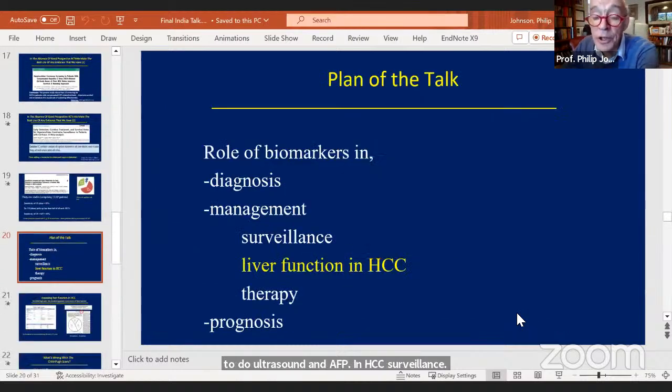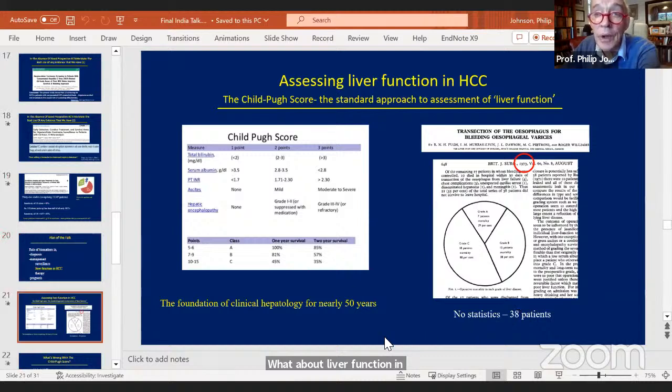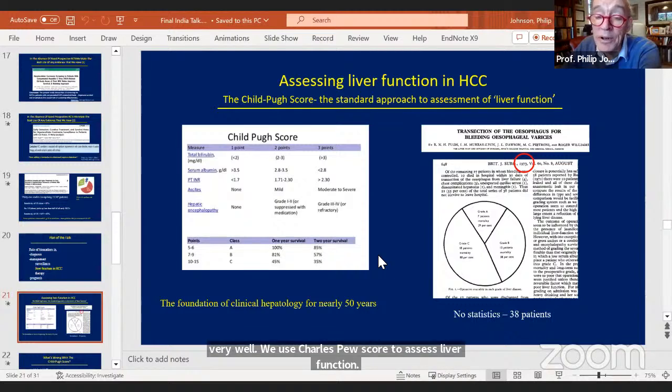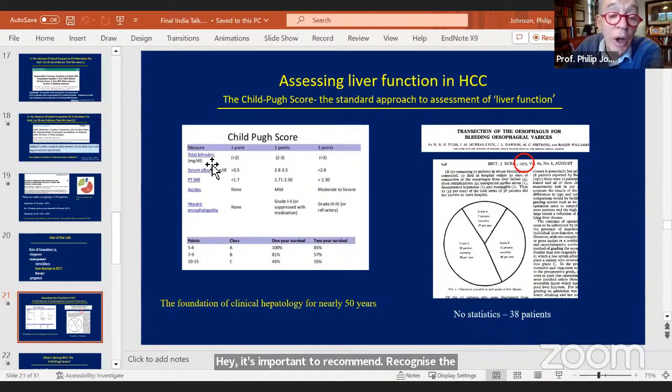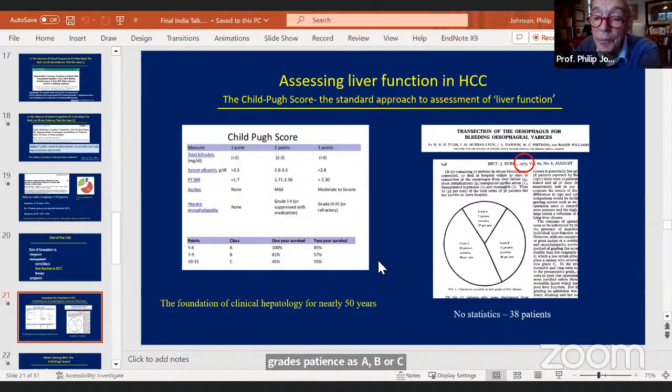What about liver function in HCC? As you will all know very well, we use Child-Pugh score to assess liver function. It's important to recognize the limitations. So Child-Pugh, if you've forgotten, looks at bilirubin, albumin, INR, ascites, and hepatic encephalopathy, and scores each of these and then grades patients as A, B, or C. A is the best, C is the worst.